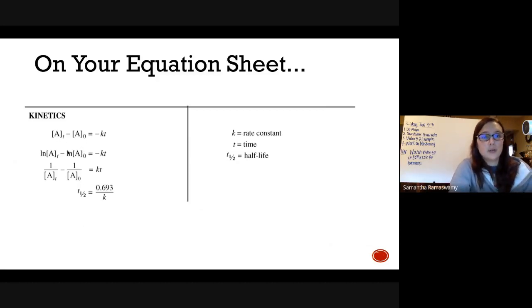So these first three equations are your integrated rate laws. You have zero order, first order, and second order. You have them written down for you already. So make sure that you know concentration is zero order, ln of concentration is first order, 1 over concentration is second order, and then you're also given the half-life equation for a first order reaction.